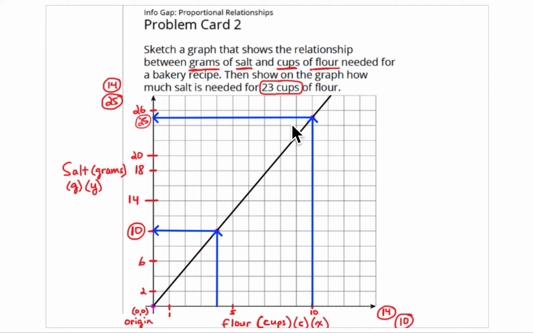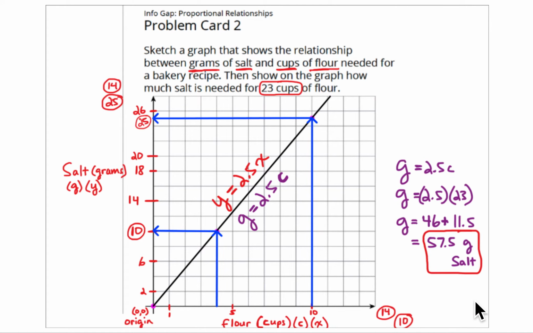And as I mentioned before, I forgot to put the 23 on here. I didn't go out far enough. So I'm going to redo this. Let's do the unit rate first. This is the equation. So the number of grams of salt is 2.5 times the number of cups of flour. And so if you use 23 cups of flour, you need 2.5 times that amount, which means it's going to work out to 57.5 grams of salt is what you need.